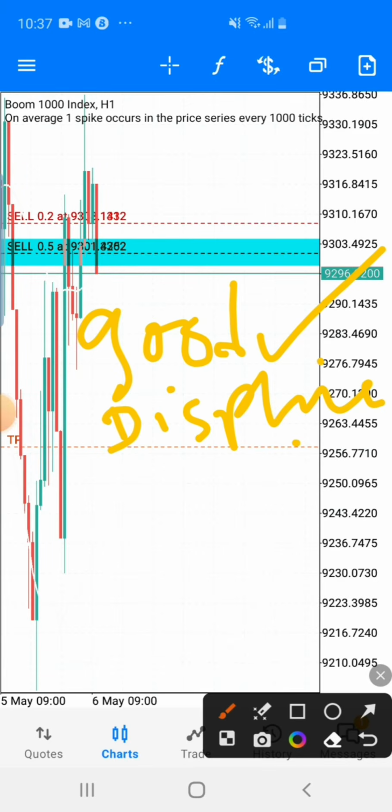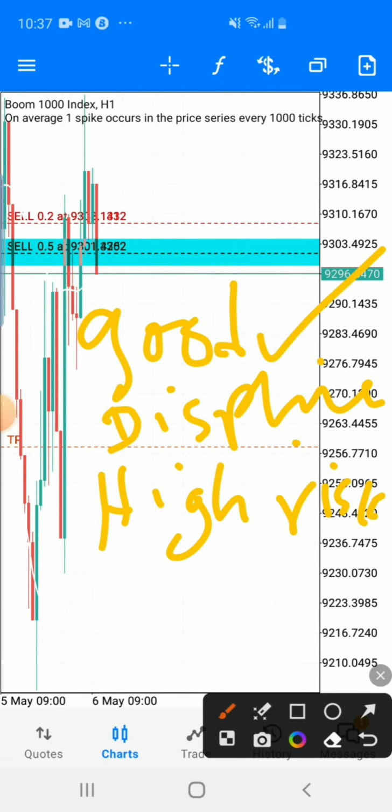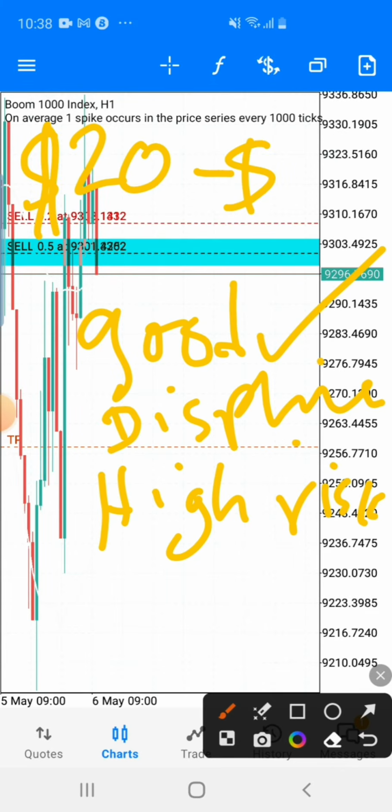Now, number three, you should know that you are taking a high risk. High risk in the sense that, let's say you have a $20 account and you want to take this $20 to $50, maybe in one trade or in two trades.